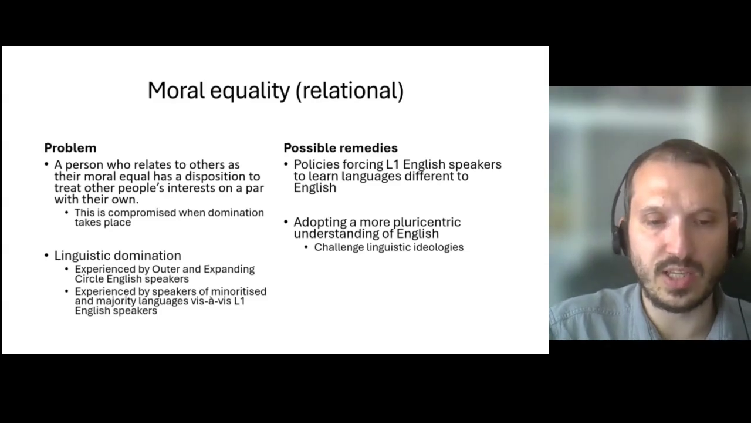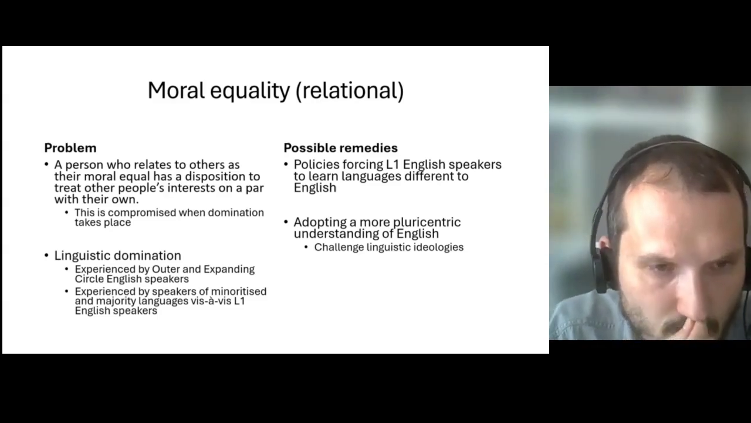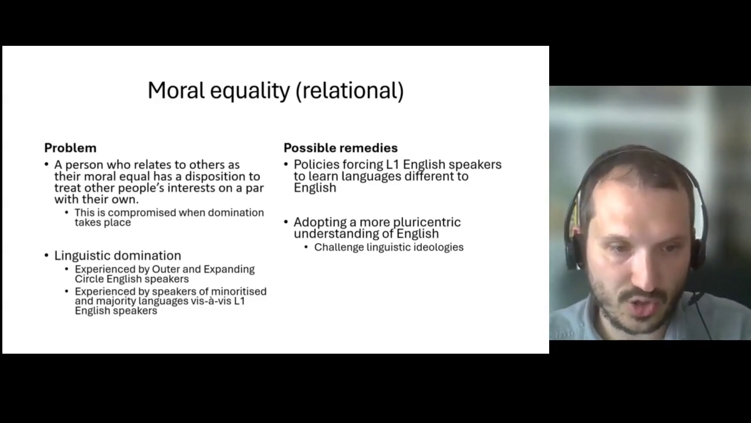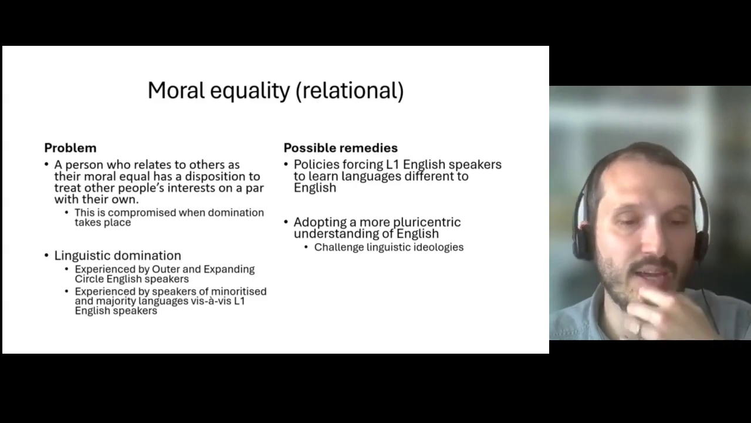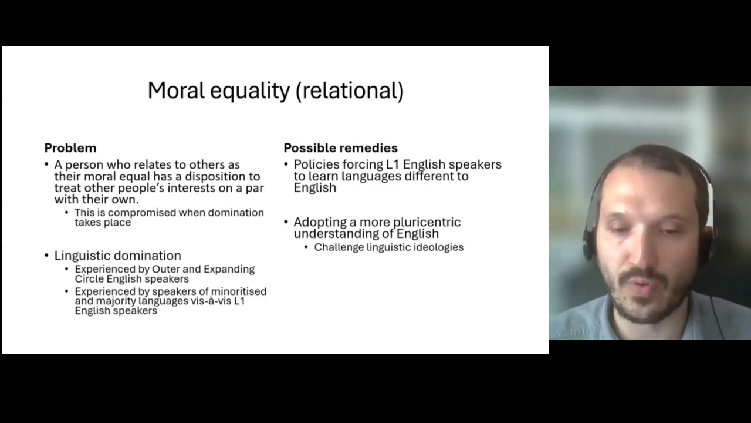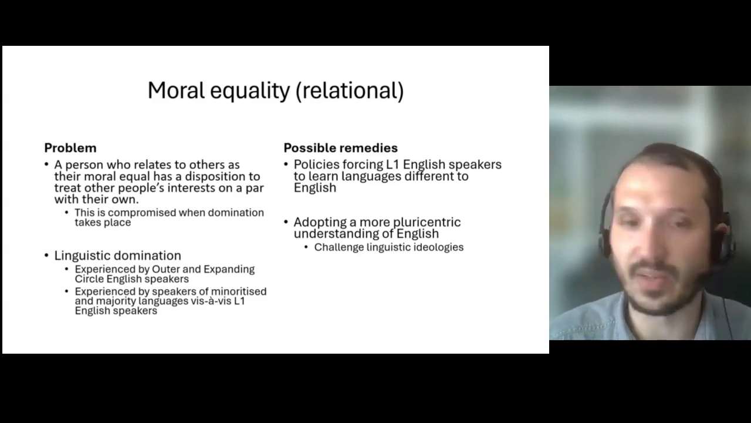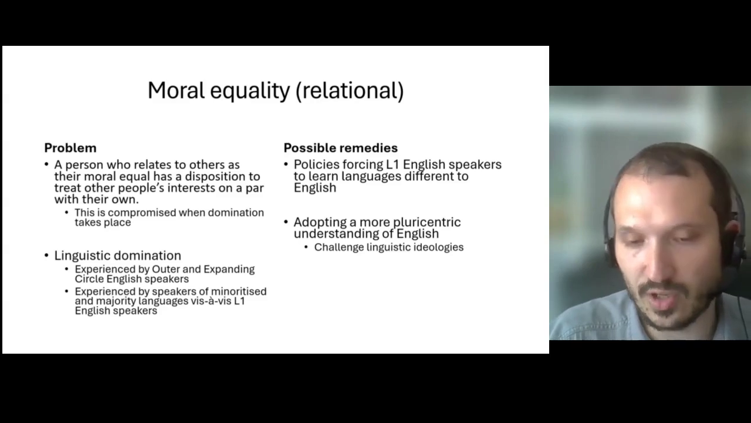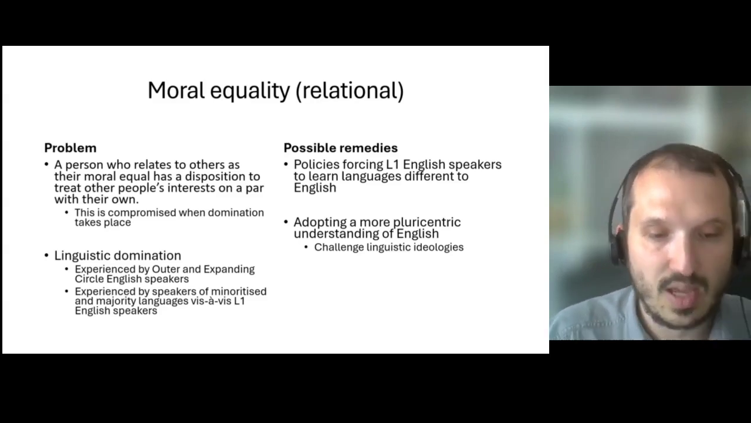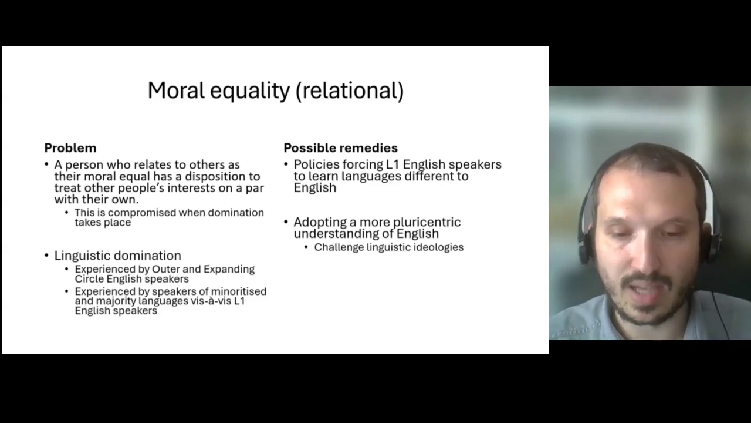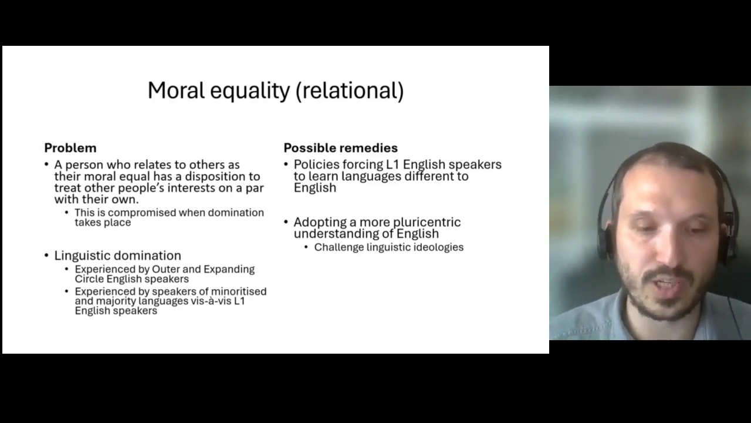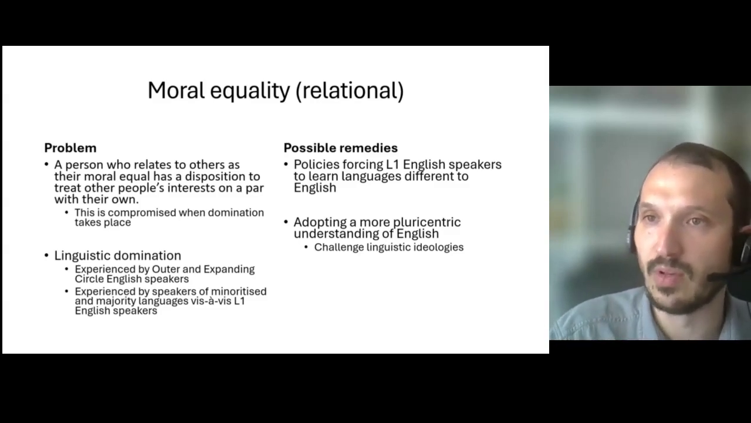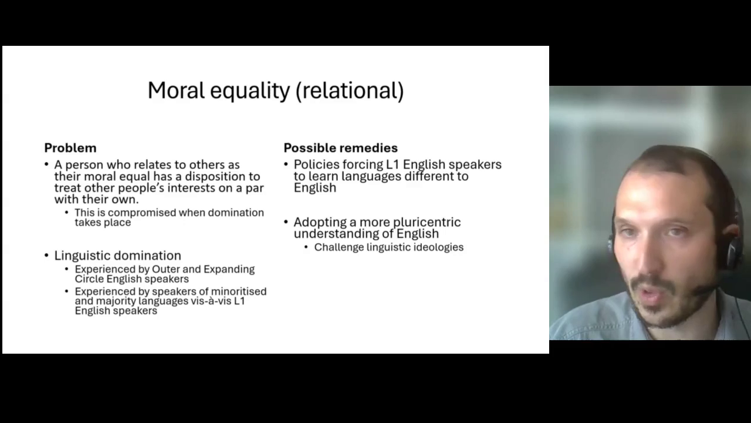So let's move now to relational linguistic inequalities, right? Actually, the most common way of thinking about relational equality is, in a way, as requiring mutual recognition of equal moral standing, right? In particular, we consider that people relate to each other as moral equals when each has a disposition to treat other people's interests on a par with their own, right? So I treat your interest at the same level that I would treat my own personal interest or the interest of my own group, etc.